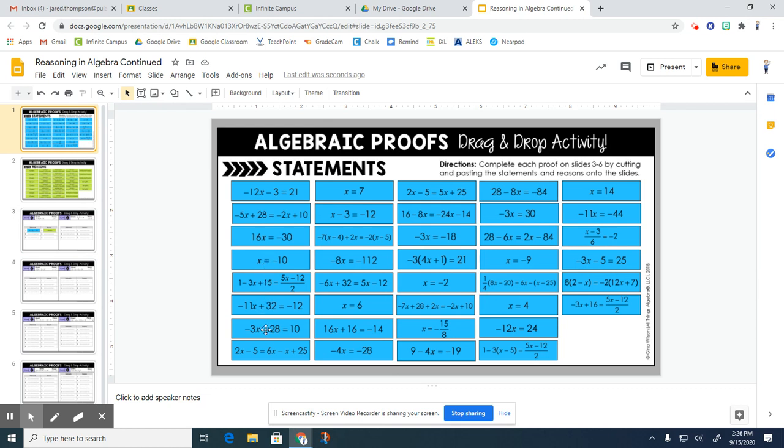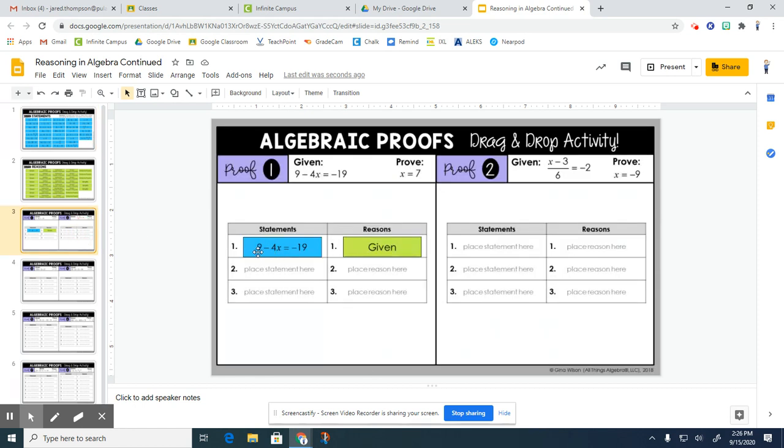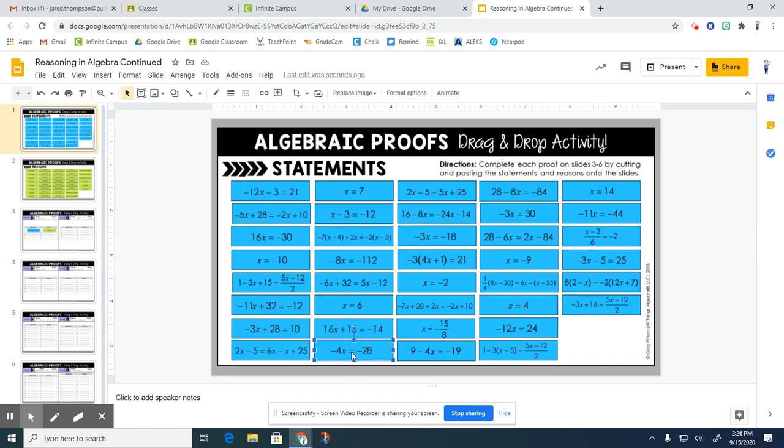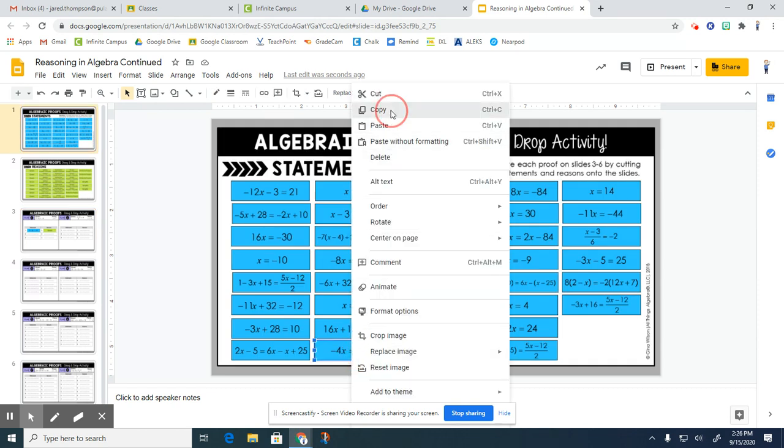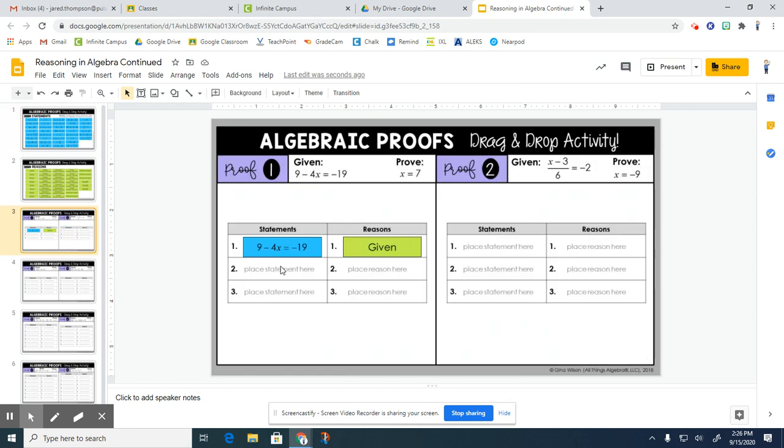So I'm looking. Oh, here we go. Remember we started with this, and we subtracted 9. So that would be negative 4x equals negative 28. Here it is. I'm going to right-click, copy, go to my proof, and paste it in. I'm OCD, so I just made mine line up even. You don't have to do that if you don't want to.